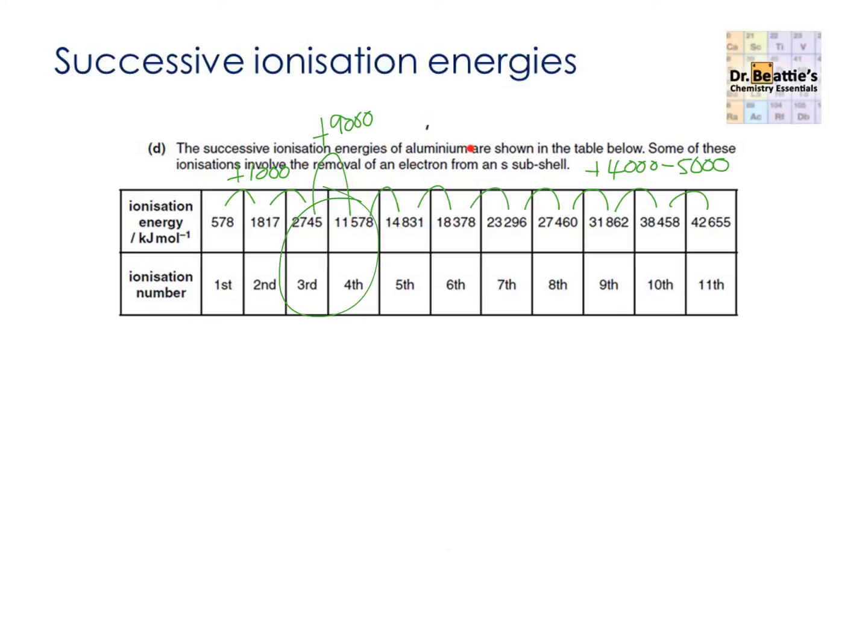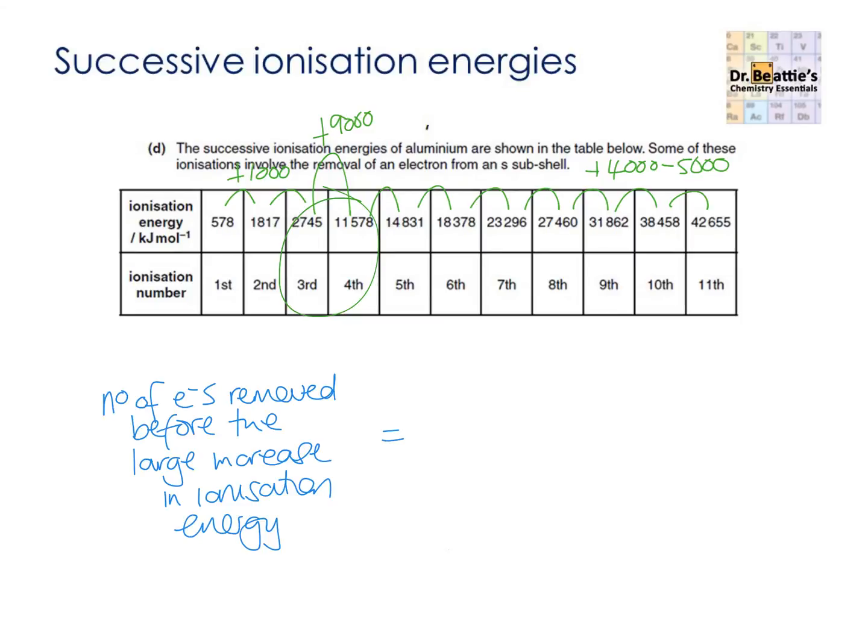Now, we've been told it's aluminium, and hopefully you can understand from the periodic table that aluminium is in group 3. And so this data allows us to work something out about the electronic structure. And that's that the number of electrons removed before the large increase in ionisation energy, so here we had 1, 2 and 3 before the large increase, gives you the group number of which that element belongs to. And so here with aluminium, which we know is in group 3, we know that the number of electrons removed should be 3 before the biggest increase, and we can see that here.